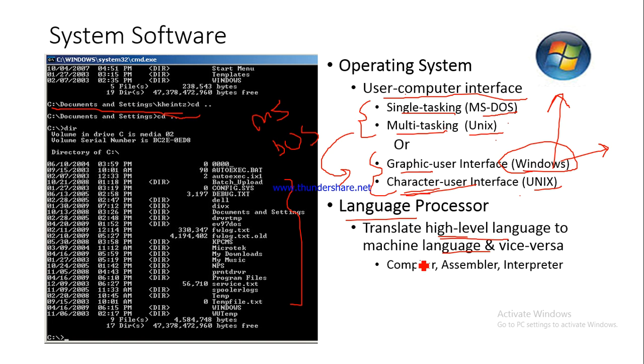So the translation works both ways, right? And some of the examples of this kind of system software, language processor system software, are compilers, assemblers, and interpreters. This is fine. So as I said, I have discussed basically two types of system software, two examples of system software. One was the operating system and the other one was the language processor. Is this okay? Now let us move on to the next one.